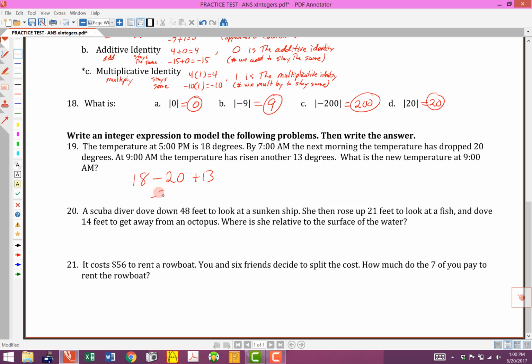If we put these together, we get negative 2, and then we're going to add 13. Different signs, find the difference. So we end up with 11 degrees. There's our answer. So again, here's kind of the thinking and the thought process and the integers that go into the problem, and then there's the number answer right there.